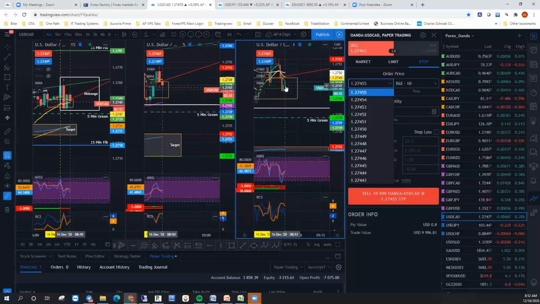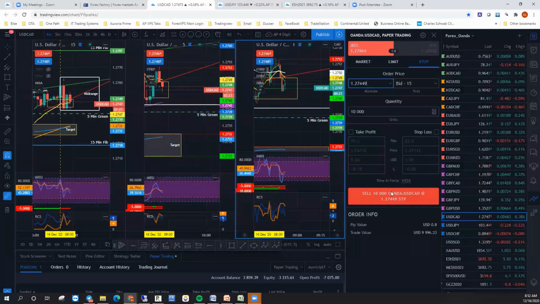There's a blue candle that closed blue. So right now, 27.46. I'm going to go 27.49. 7 pip target. 10 pip stop.